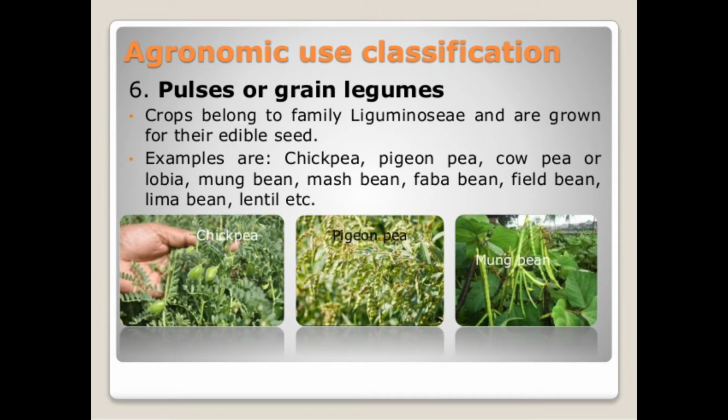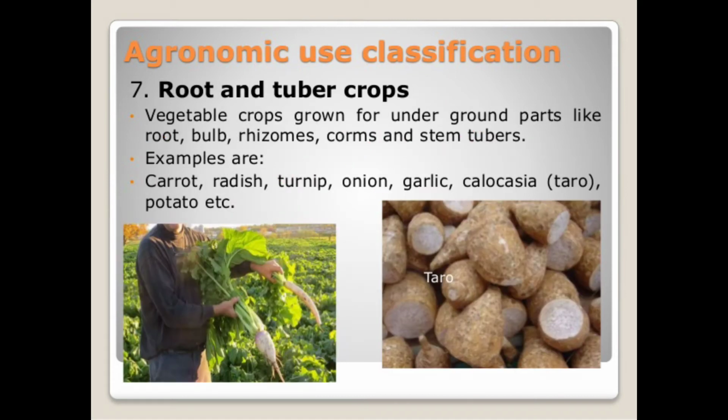Then pulses or grain legumes. Pulse crops belong to the family Leguminosae and are grown for the edible seeds, like chickpea, pigeon pea, cowpea, lobia, mung bean, mash bean, faba bean, field bean, lentil.